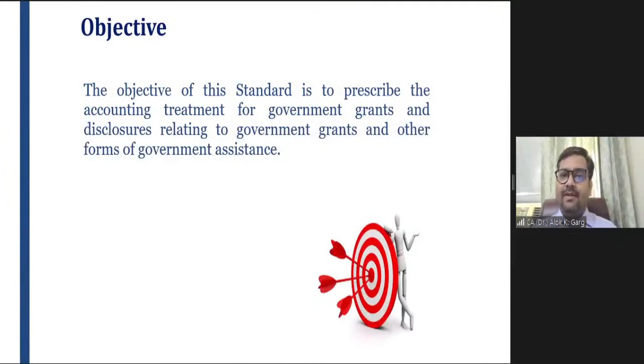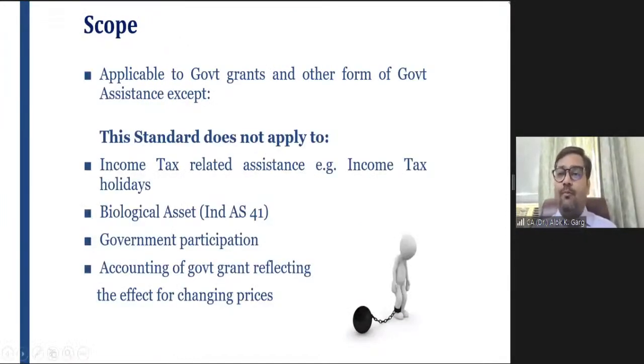The objective we have discussed. The objective is to provide accounting requirement and disclosure for government grants and disclosure relating to government assistance. Now coming to the scope part, very important guys, scope part. This government grant, as the name suggests.